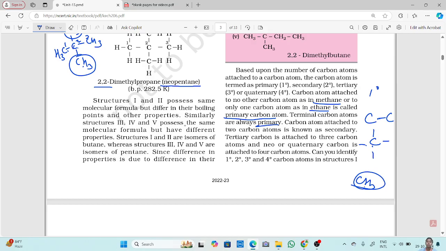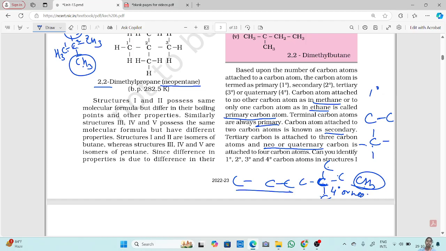A carbon atom attached to two carbon atoms is known as secondary. Tertiary carbon means a carbon atom which is attached to three other carbon atoms. And neo or quaternary carbon means a single carbon atom which is attached to four other carbon atoms. This is called a quaternary or neo carbon atom.